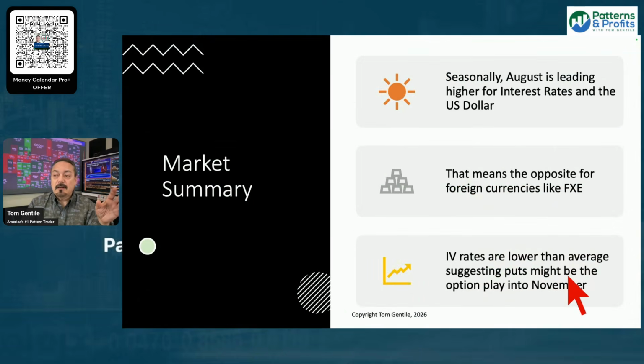Spot the opportunity, okay? So in summary, August is leading higher for interest rates and the U.S. dollar. That's the seasonal aspect. Can the U.S. dollar, interest rates, and the stock market all move in the same direction? Yes, they can. We've seen it happen. Does it last forever? No. Eventually, the rails come off of one or the other. Keep that in mind. But when we do see higher rates and a higher U.S. dollar, that means we see the opposite for foreign currencies like FXE, okay?